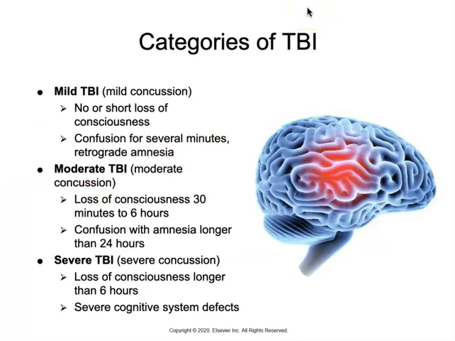And now for our categories of TBIs. A mild TBI is typically called a concussion and may cause little to no loss of consciousness, brief confusion, and possible retrograde amnesia, where events just before the injury are going to be forgotten. In moderate TBI, this will involve a longer loss of consciousness, somewhere between 30 minutes to 6 hours, with confusion and memory loss lasting over 24 hours. And in a severe TBI, that means we have unconsciousness for more than 6 hours, and that often leads to long-term cognitive and neurological impairments.